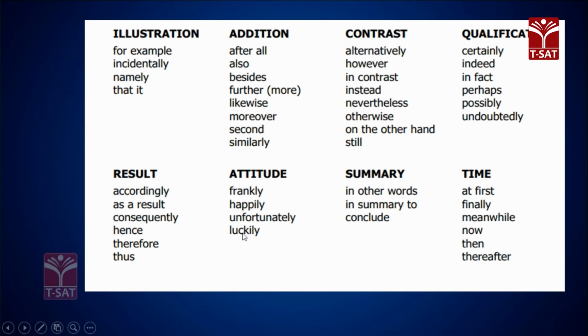When you are trying to explain attitude: frankly, happily, unfortunately, luckily, something like that. When you are trying to explain summary: in other words, in summary, to conclude. And when you are trying to explain time: at first, finally, meanwhile, now, then, thereafter. So, these are some of the conjunctions which you make use of.